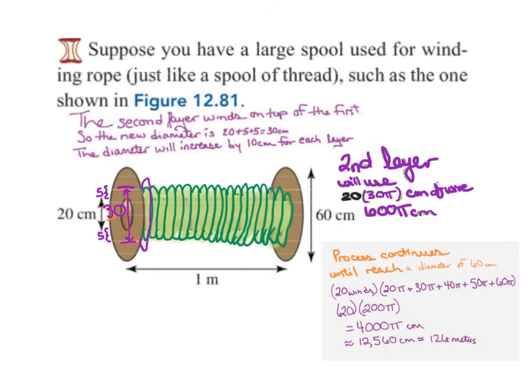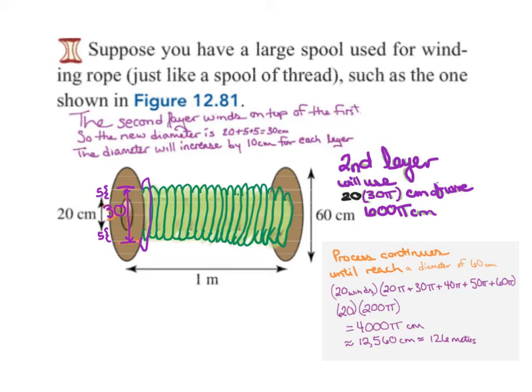So this green would be the first layer of rope. And since the rope is 5 centimeters thick, with the purple I've kind of shown this next layer is going to have 5 centimeters above, 5 centimeters below, giving us a diameter of 30 centimeters for the second layer. I'm still going to have 20 winds across, so the second layer will use 20 times 30 pi. Again, that's the circumference, 30 multiplied by pi, times 20 winds, giving me a total of 600 pi centimeters for the purple layer, or the second layer.